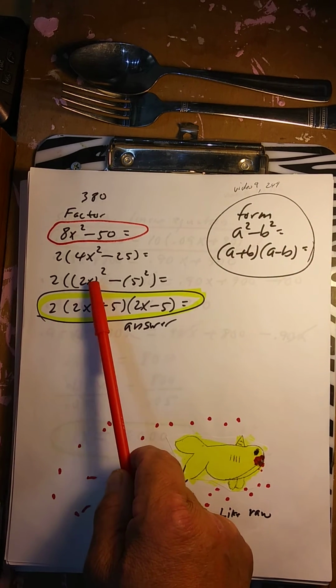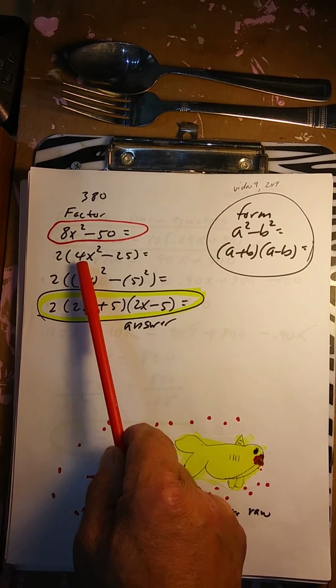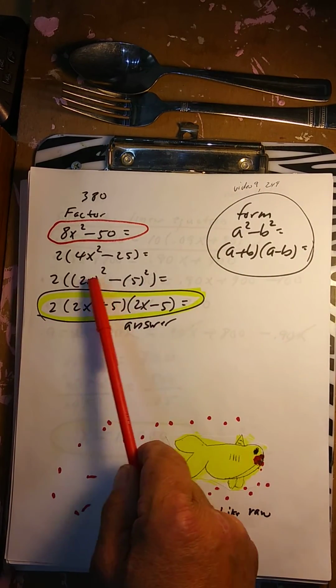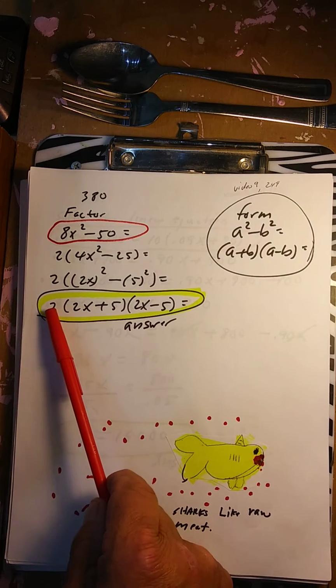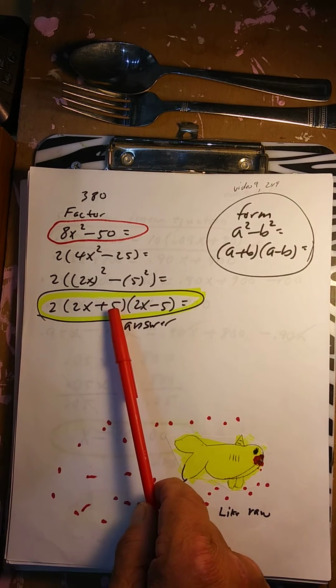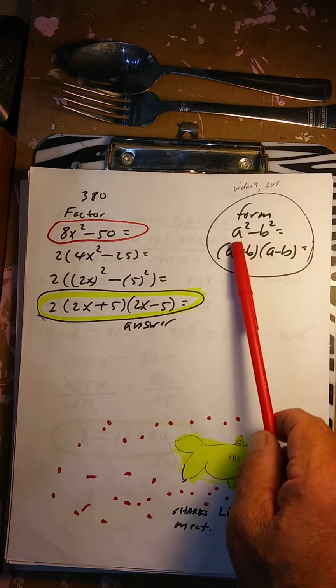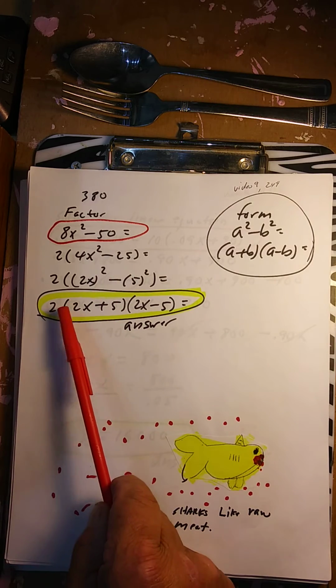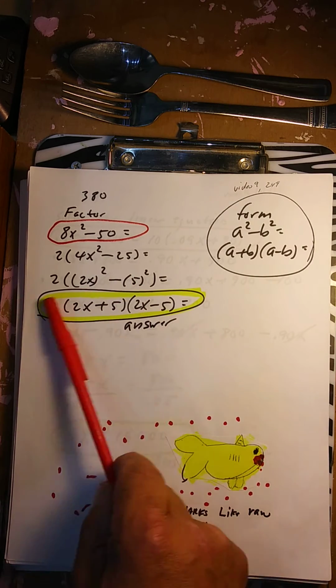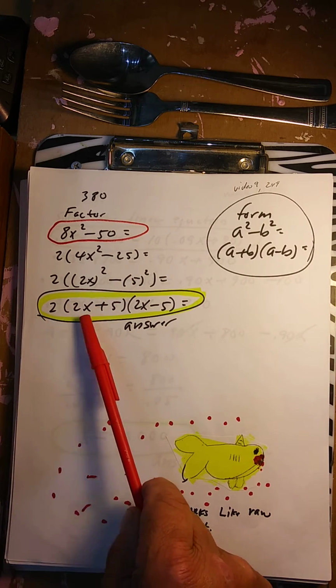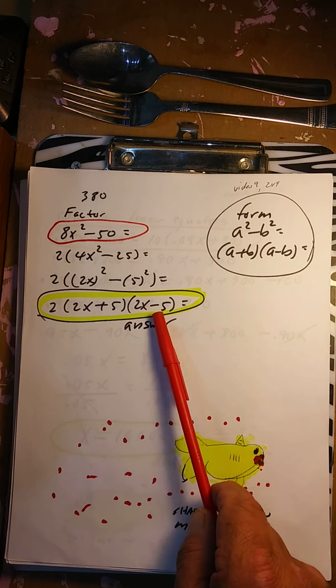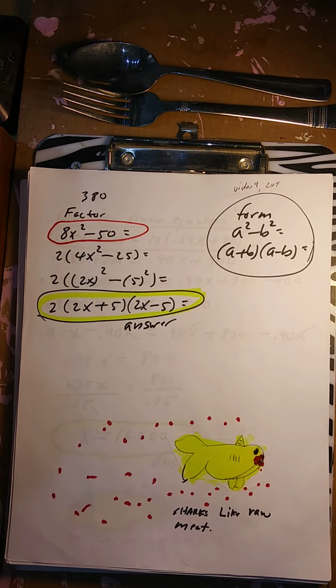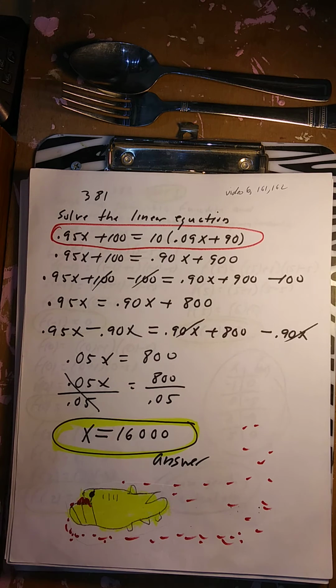Set it up. So 2x squared. 2x times 2x is 4x squared. 5 times 5 is 25. So it fits the formula. So this is going to be 2 times what? 2x plus 5 and 2x minus 5. So use this formula here. It's going to be 2 times (2x plus 5)(2x minus 5). So this is the answer: 2 times parentheses, 2x plus 5, parentheses, 2x minus 5. That's it. We factored it.